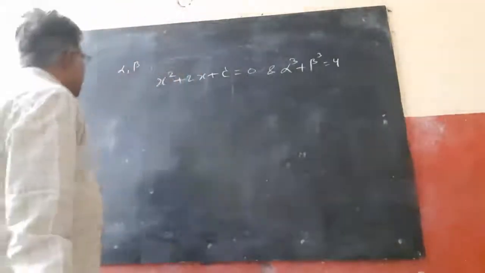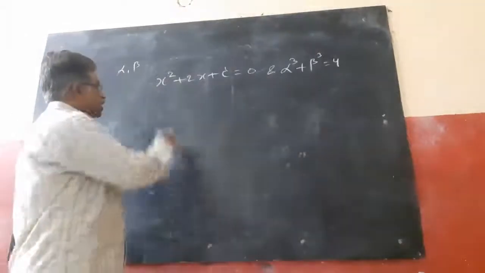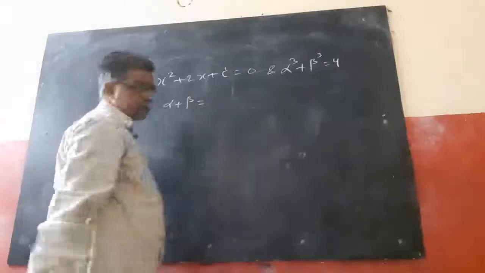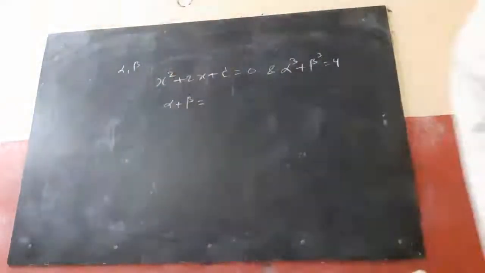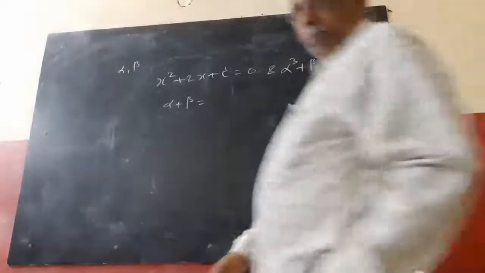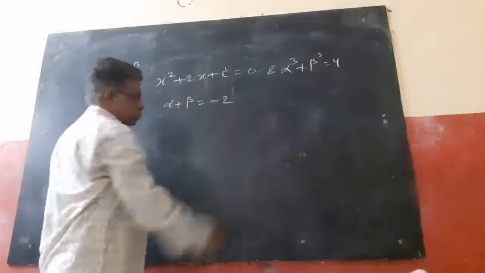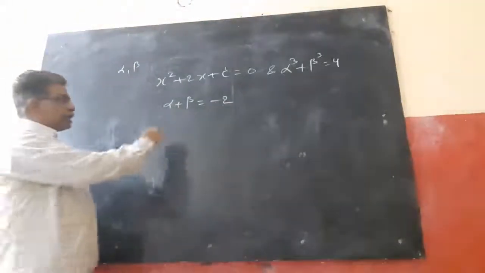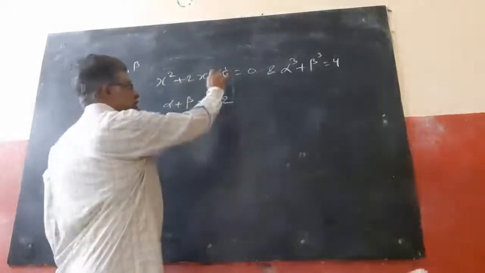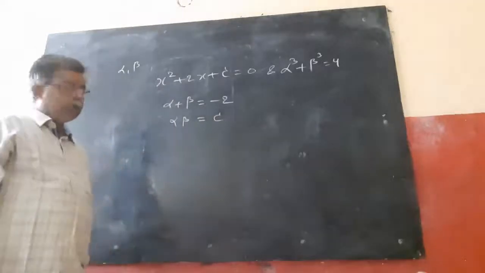He is giving alpha, beta are the roots of this equation, means we know that sum of the roots, alpha plus beta equal to minus b by a. Minus b by a means minus 2 by 1, minus 2. And the product of the roots, alpha beta equal to c by a. What is c by a? c is c here only, a is 1. c by 1 is c only.